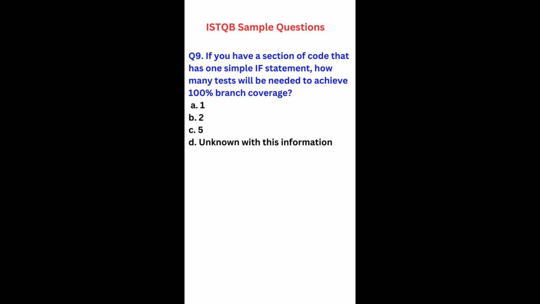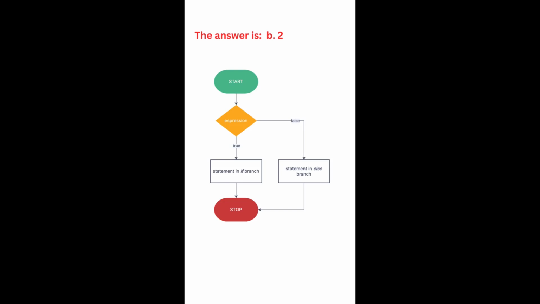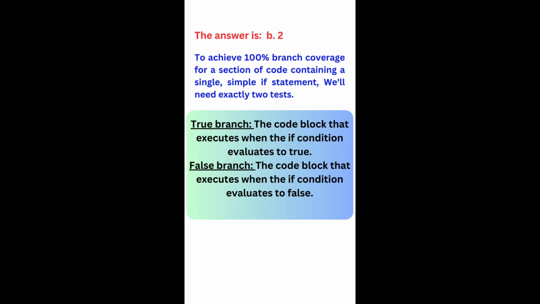Question 9. If you have a section of code that has one simple if statement, how many tests will be needed to achieve 100% branch coverage? The answer is B. 2 tests. To achieve 100% branch coverage for a section of code containing a single, simple if statement, we'll need exactly 2 tests. True branch. The code block that executes when the if condition evaluates to true. False branch. The code block that executes when the if condition evaluates to false.